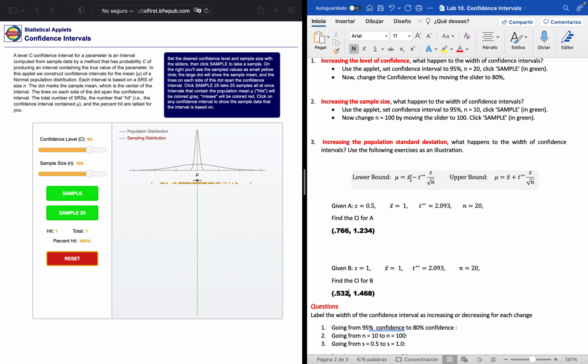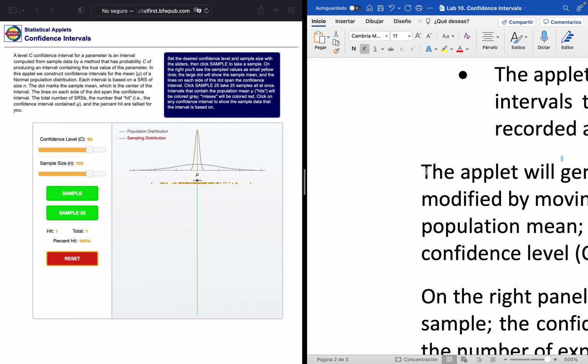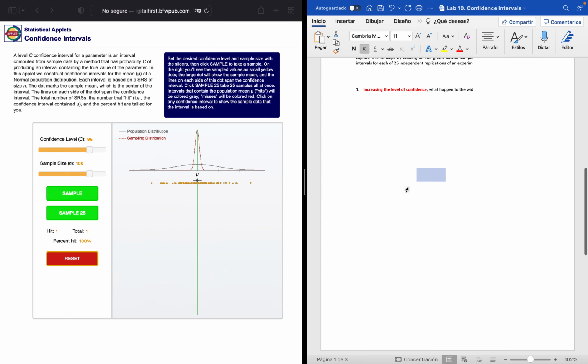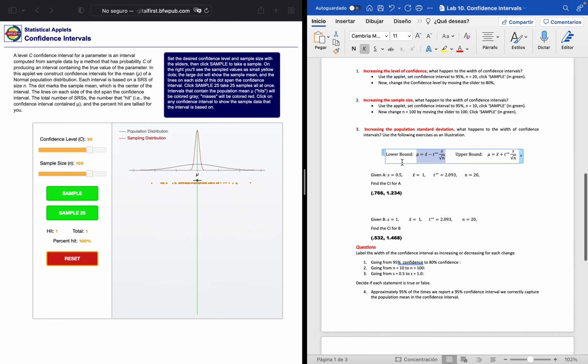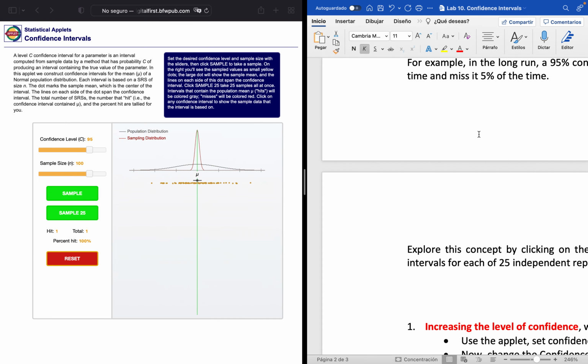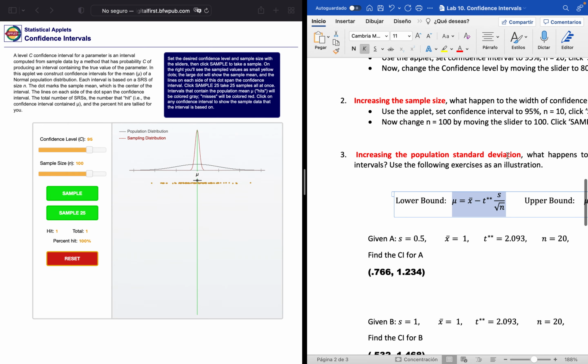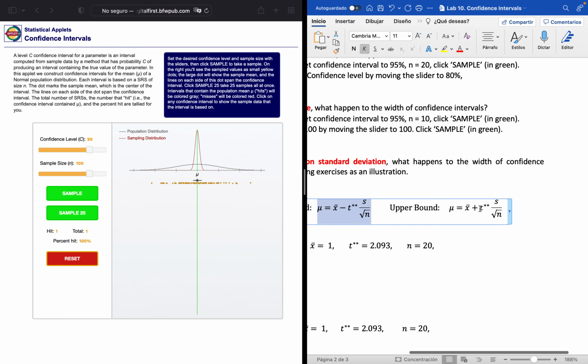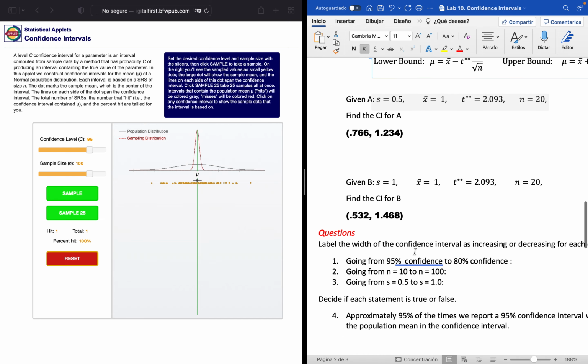And actually we can see this from the formula. Notice this formula, if this value of s is increasing, all of this number, t times s divided by square root of n, is going to be bigger. So we're going to be subtracting something bigger, and here we're going to be adding something bigger because we have a plus here. So the interval is going to increase.